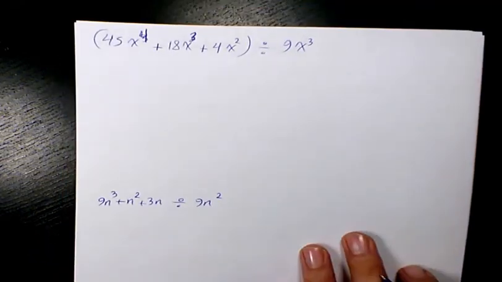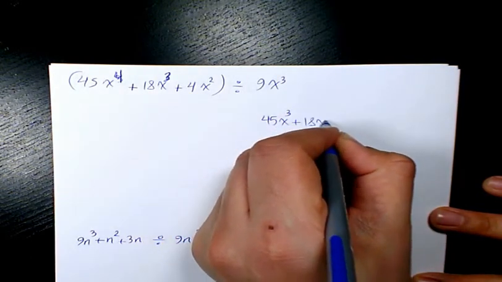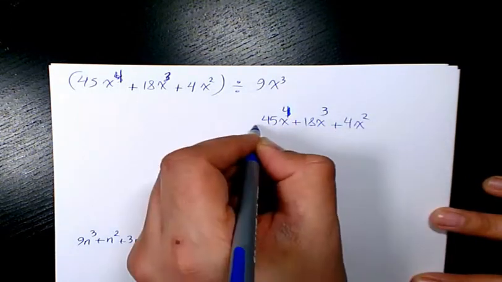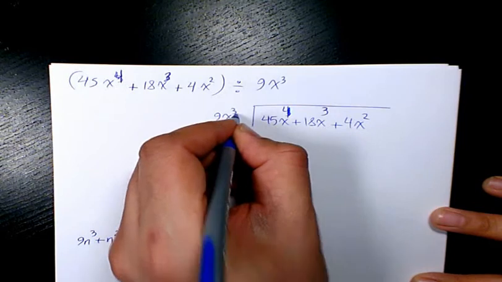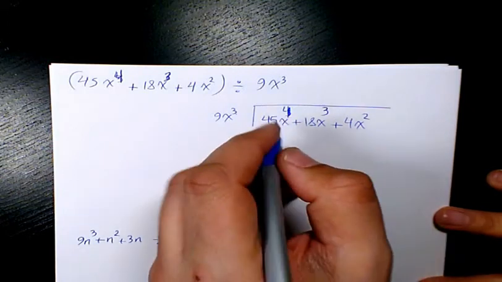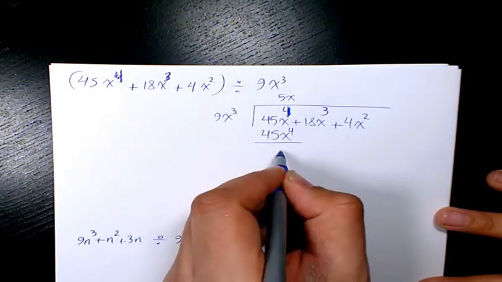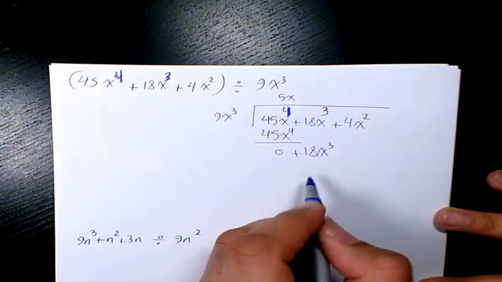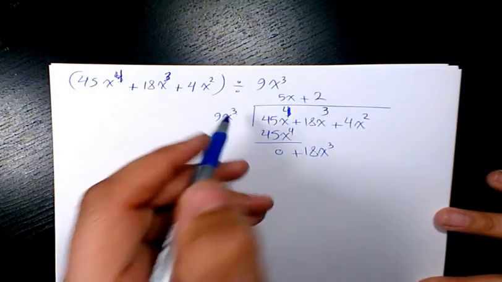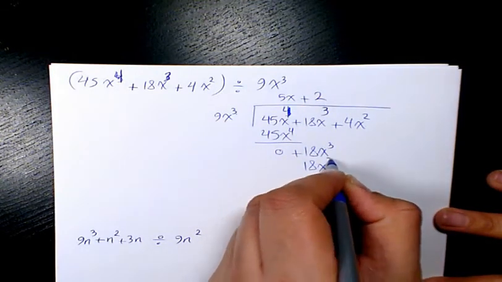Next one. We have 45x to the power 4 plus 18x cubed plus 4x squared divided by 9x cubed. So when you divide 45x to the power 4 by 9x cubed, it is going to be 5x. Then multiply, and subtract, it's going to be 0. Then you bring the 18x cubed down. Divided by this, it is going to be 2, because x cubed divided by x cubed is 1. So 2 times 9x cubed is going to be 18x cubed. It's going to be 0.